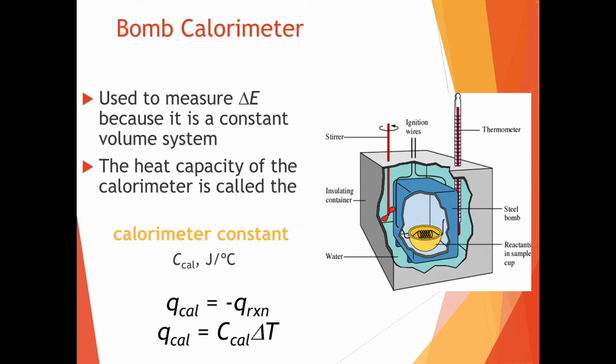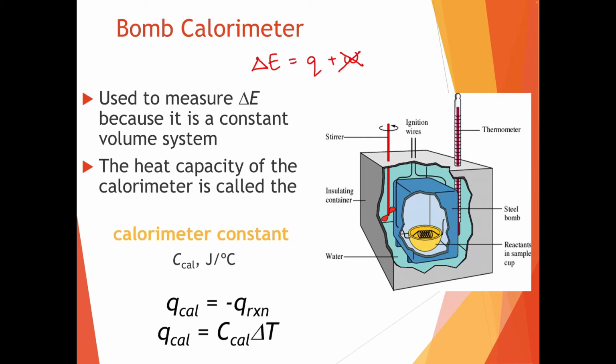So a bomb calorimeter is used to measure the change in internal energy because it's a constant volume system. If you'll remember, we said that the change in internal energy was equal to Q plus W. And W, right, is work, and it's related to pressure and volume, okay? Since we're having a constant volume, we don't need to worry about work, and we can use our Q value to directly measure delta E.